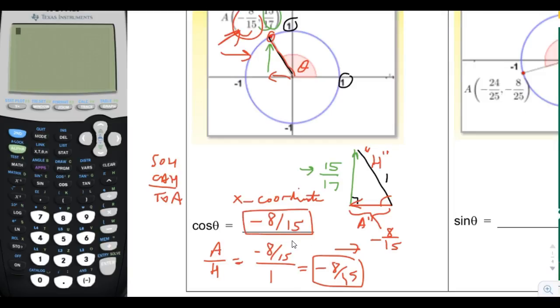And if you haven't realized it before, when you're on the unit circle, anytime you're trying to figure out the cosine or the sine of the angle theta, you can just look at the point where it intersects the unit circle, find the x and y coordinates, and those correspond to cosine of theta and sine of theta.